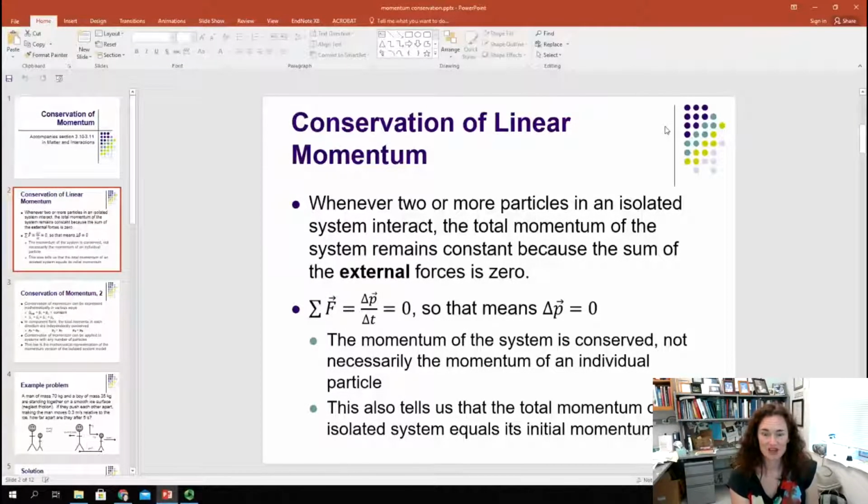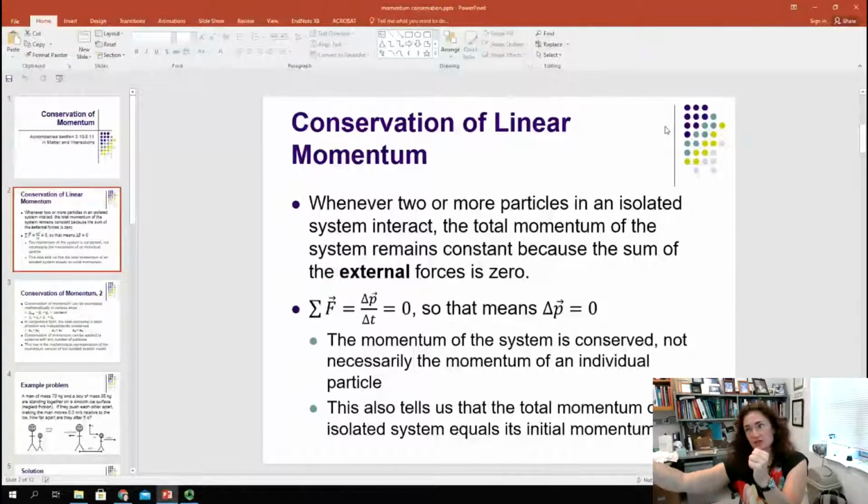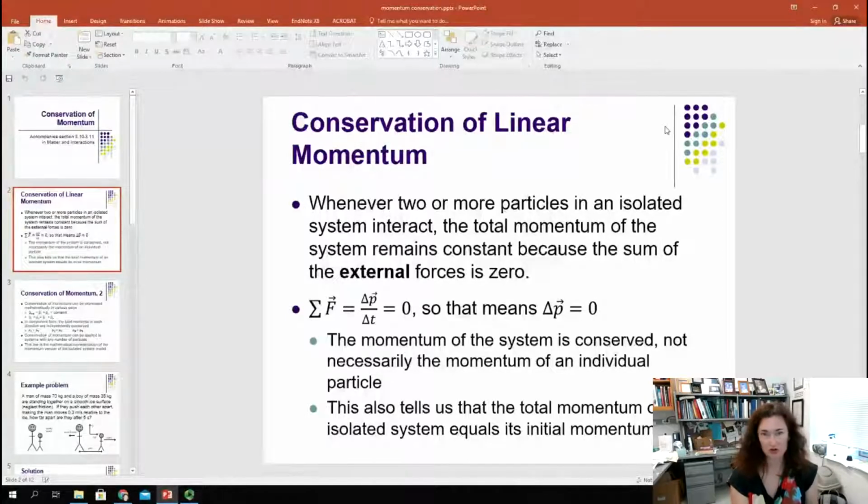Okay? Now it's important to understand that the momentum of the system is conserved, not the momentum of an individual particle. Case in point, let's say that you have particle 1 moving in on particle 2. Particle 1 moves in, boom, transfers momentum to particle 2. Particle 1 then sits still and particle 2 continues on. Well, obviously the momentum of particle 1 isn't conserved, right? Because it went from moving to sitting still.